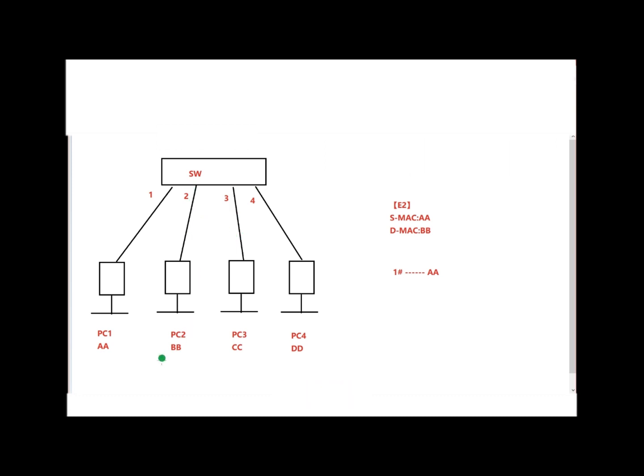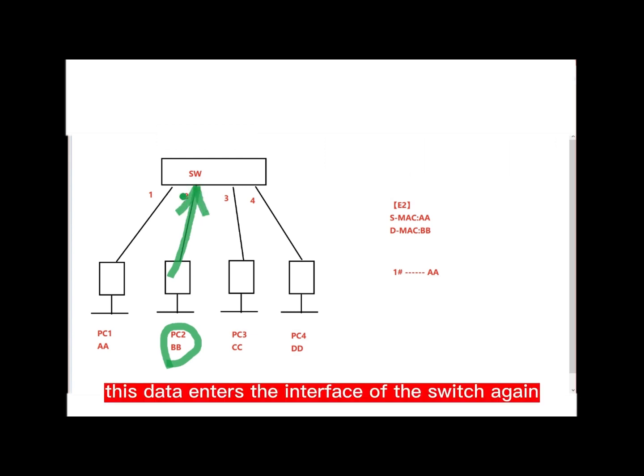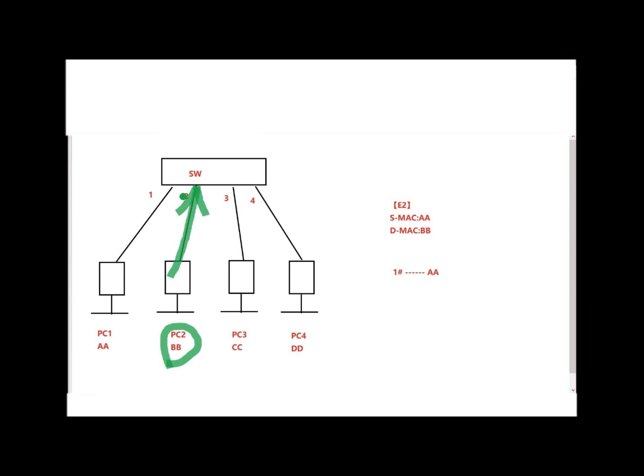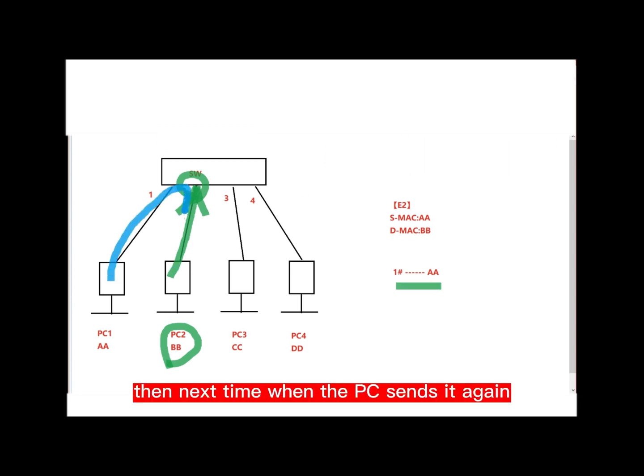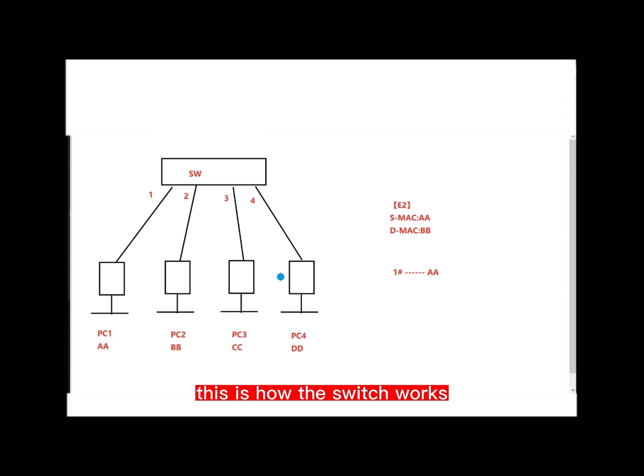After flooding, PC2 receives the data and replies. When replying, this data enters the interface of the switch again, so the switch learns again. After learning, its MAC address table is filled. Then next time when the PC sends again, it can look up the table and forward directly. This is how the switch works.